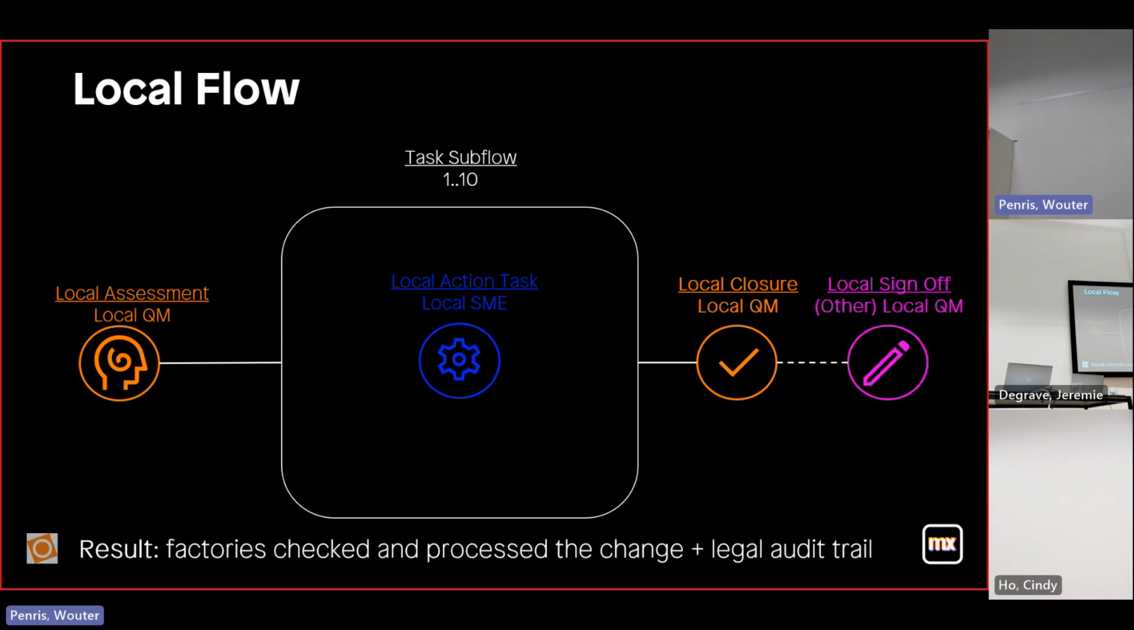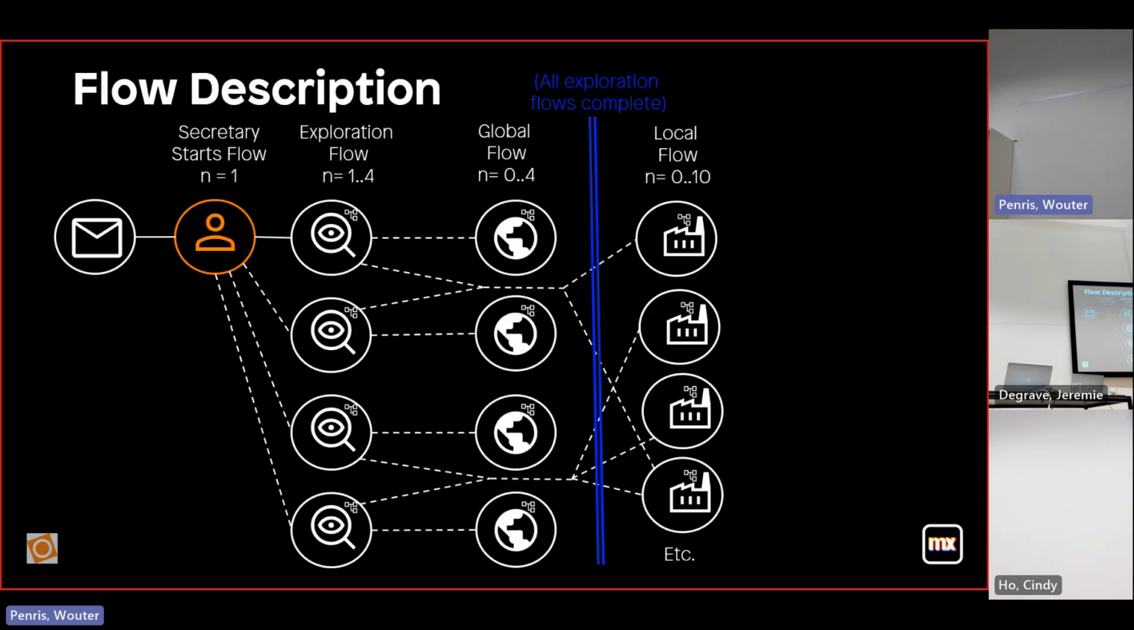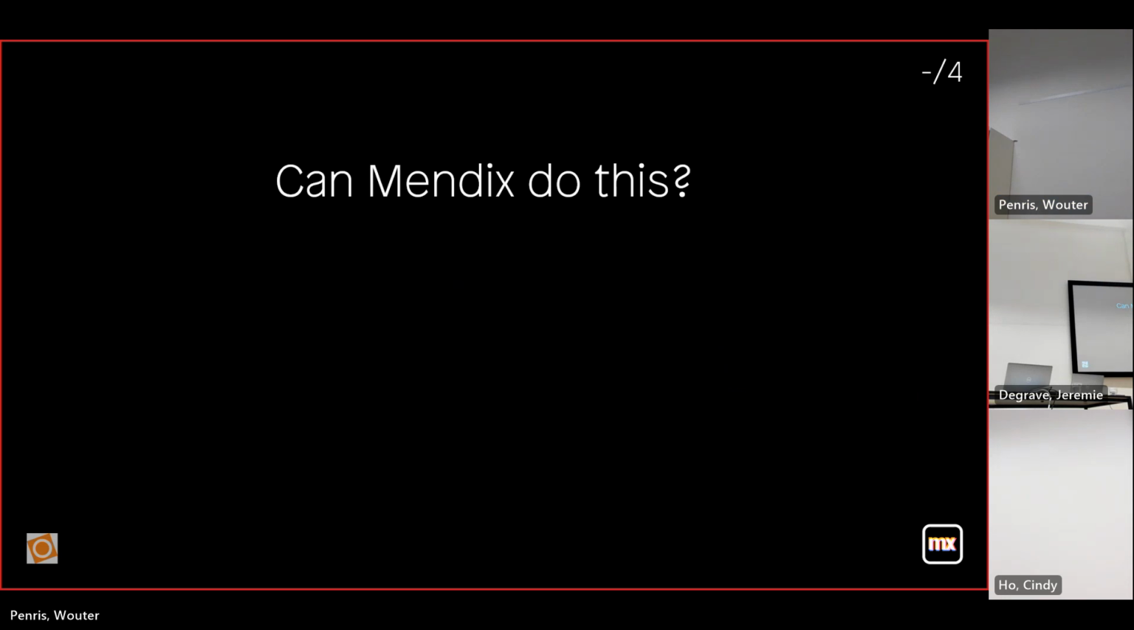So it depends on the factory and on the process in the factory. So the result is that the factory's been checked and we're again conforming to legislation, and we have an audit trail to prove it. So that's sort of the business issue here. I hope that's clear. So we could literally have hundreds of concurrent tasks. That's really multidimensional, I think. So the question is, can Mendix do this?